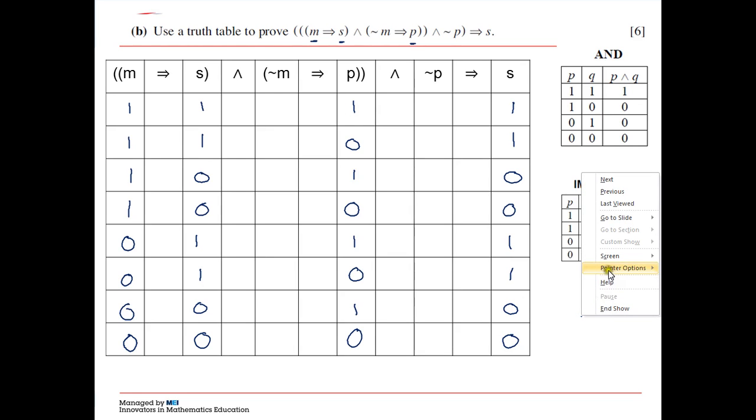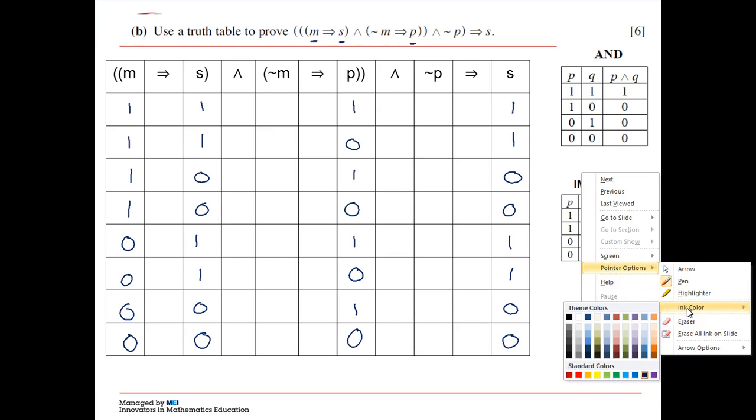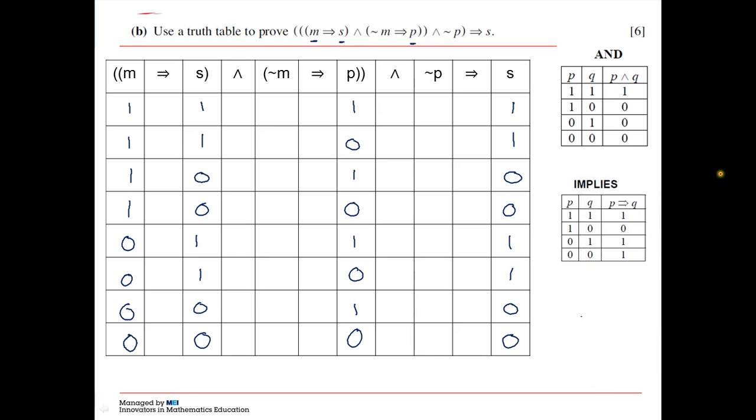Now, I think that if I try and change my ink colour so that you can see the second stage clearly, the second stage is to look at the first layer of brackets. So this one here and this one here. But before I do that, I notice that I've got a not M in here. So let's start by putting my not M's in. If it's not, it's the opposite way round. So that's going to be 0, 0, 0, 0 and 1, 1, 1, 1.